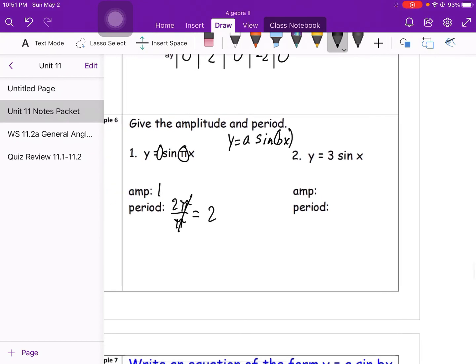This next one here, 3 is in front of the sine, so the amplitude is 3. And the period, since we don't see a number there, we assume it's a 1. So it's 2 pi divided by 1, which is just 2 pi. So that's how you get the answers to those.